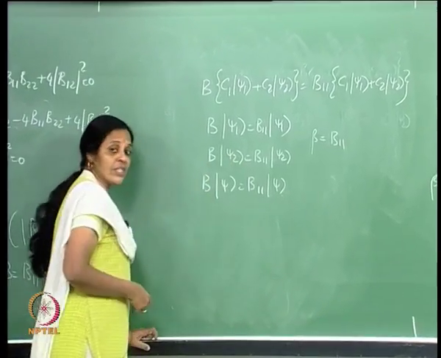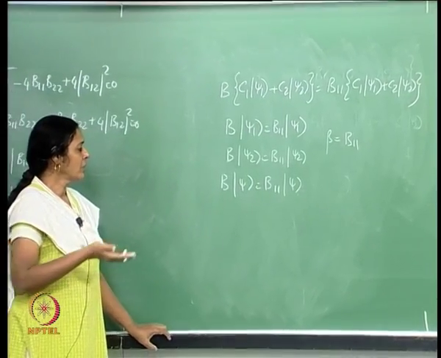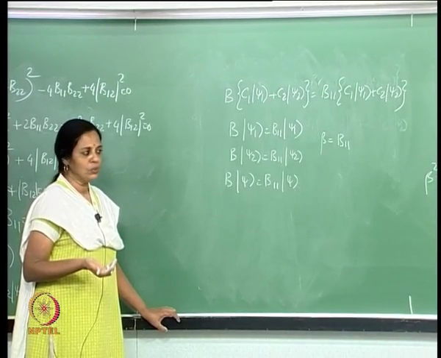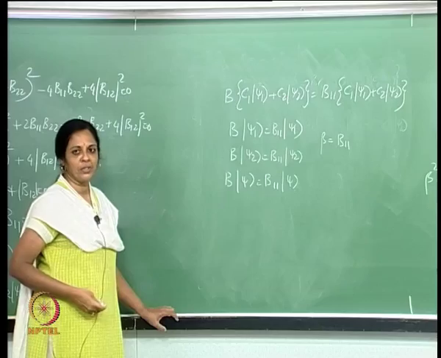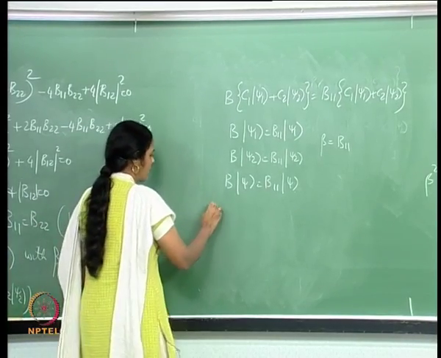The eigenvalue is degenerate, again twofold degeneracy, because there are two states psi 1 and psi 2 corresponding to the eigenvalue beta, which turns out to be B11 in this case. So, what is it that we have established?